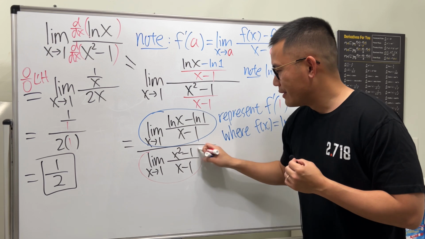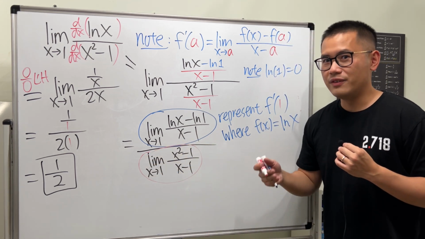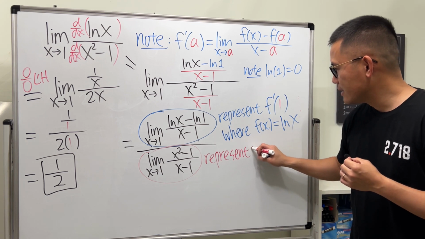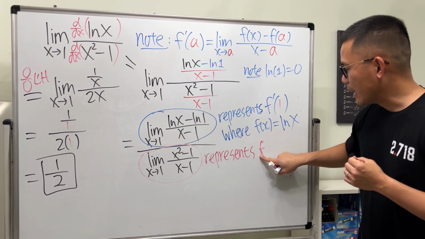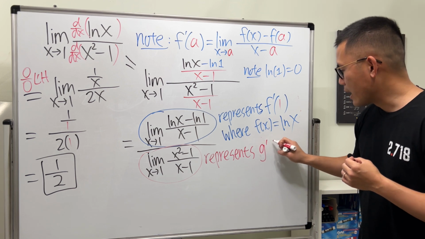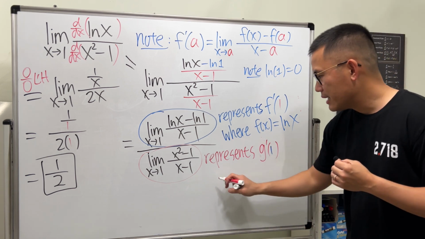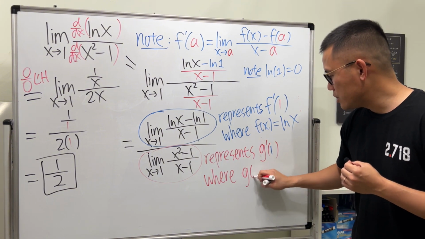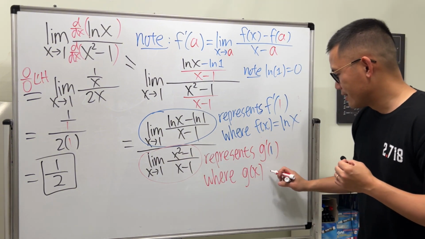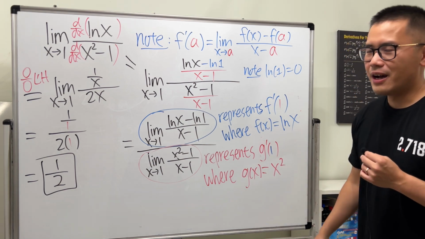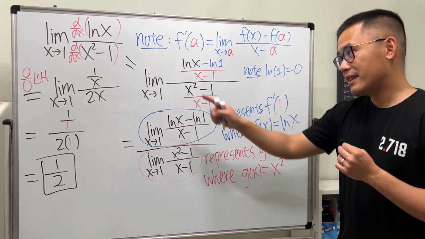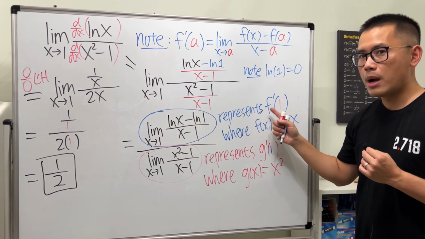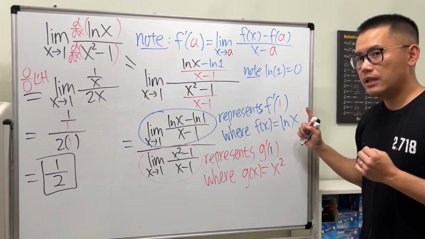For the bottom, it also represents the derivative of some function. Let me just write that down. It represents, well, I used f already, so I'm going to use g prime of 1. But here, our function is what? Our function on the bottom is g, which is x squared. And now, if you look back to over there, that is exactly what we did. This top limit represents f prime of 1, where the function f is ln x.